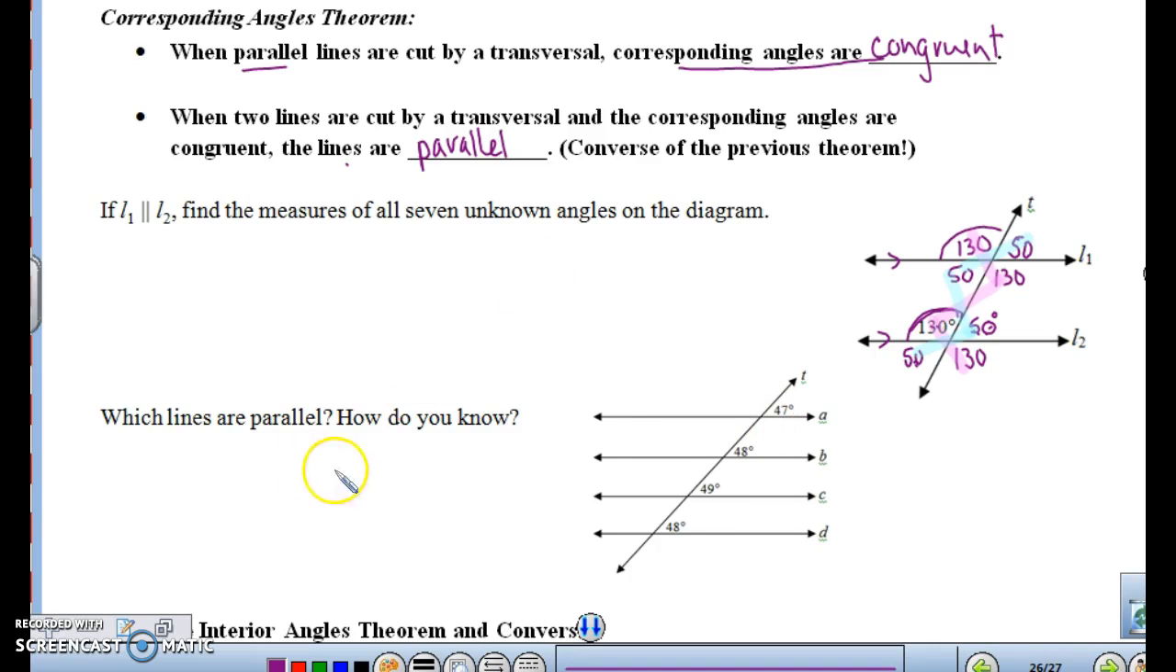Now, if I were given this picture, this is not to scale obviously because these are all different angle measures, which of these two lines are parallel? Well, look at the angle measures here. We have 47, 48, 49, and 48. Which two would be parallel? Well, which ones have corresponding angles congruent? It would be this one and this one. B is parallel to D because the corresponding angles are congruent. Since the corresponding angles are congruent, the lines are parallel. Okay?